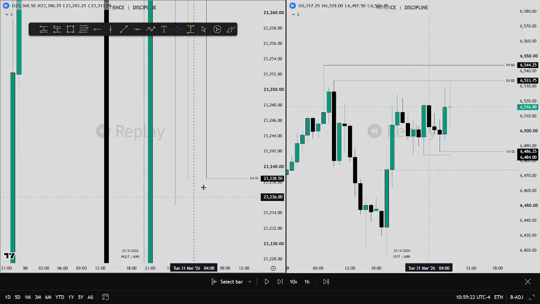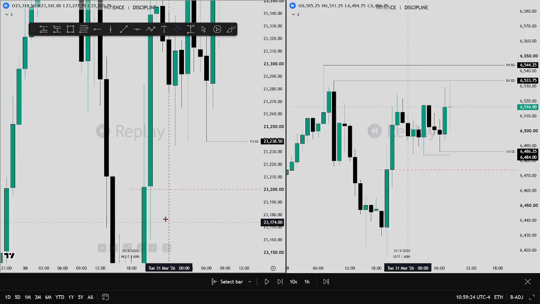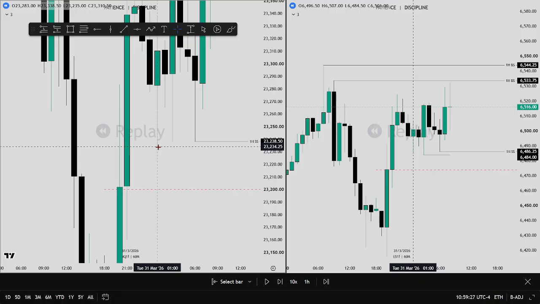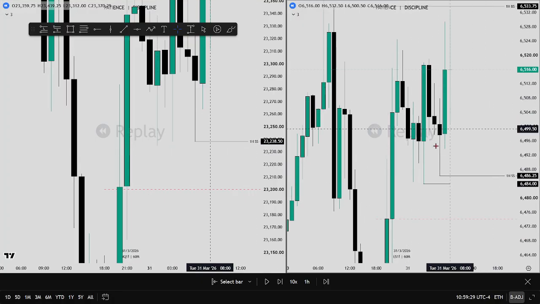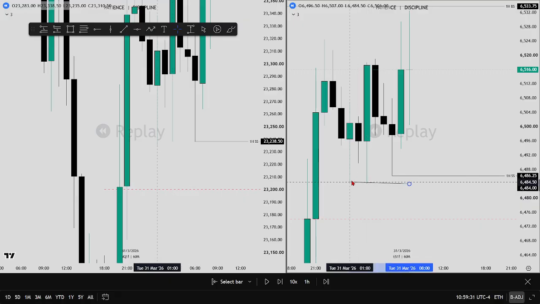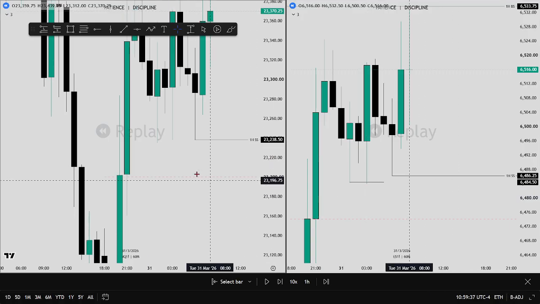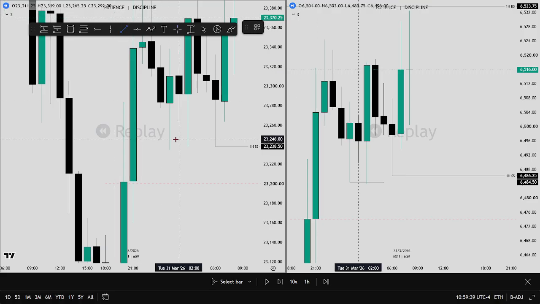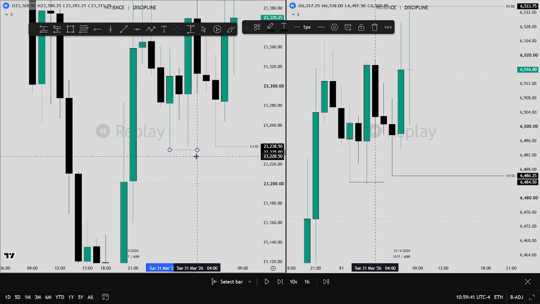You get me? But you see the one here, the liquidity level, the swing low here at 1 o'clock. If you mark this one here, you see that they got swept at 3 o'clock. And if I do the same thing here, you see that this one hasn't been swept.